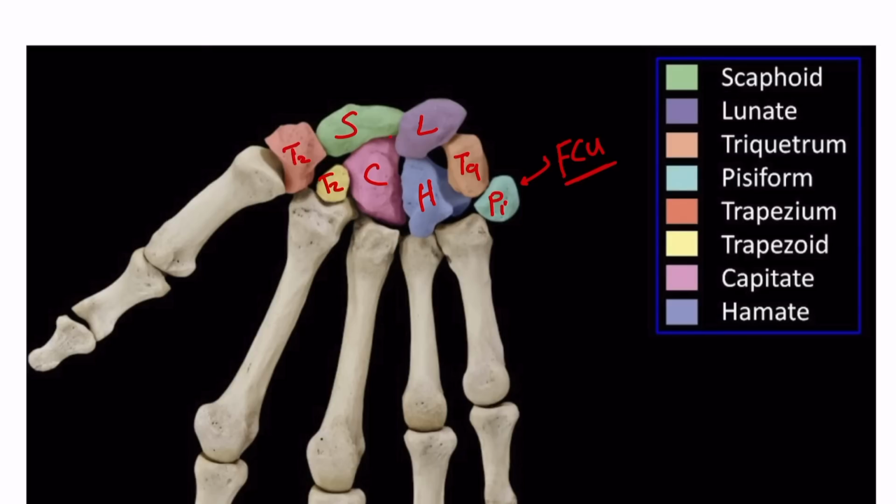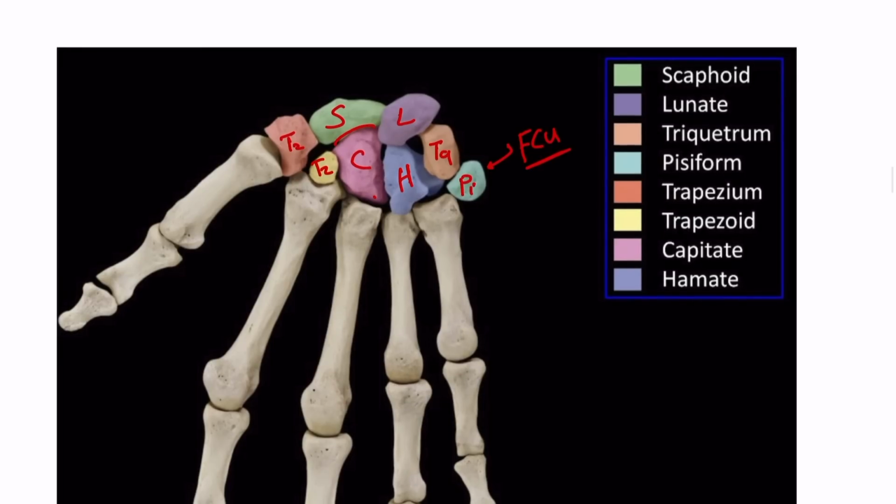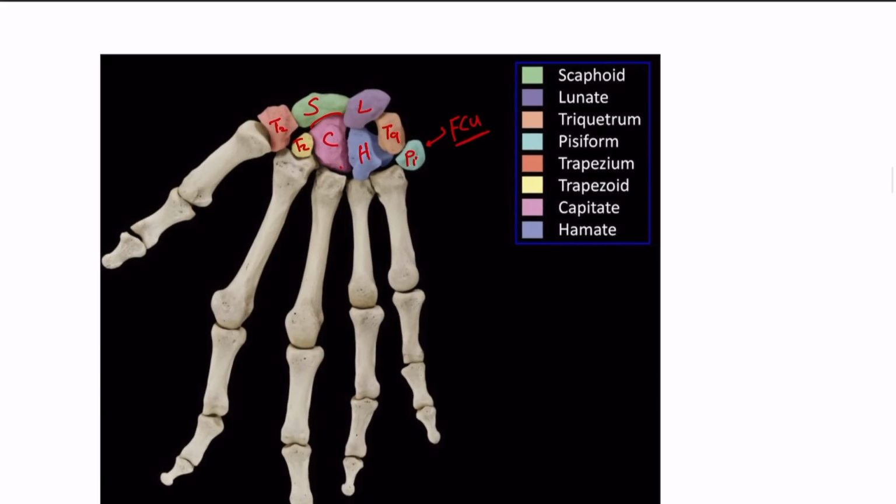If you look at that, there is good articulation between the scaphoid and the capitate directly. This is the identification. Just keep practicing and you'll be able to remember them. From lateral to medial: scaphoid, lunate, triquetrum, pisiform, trapezium, trapezoid, capitate, hamate.